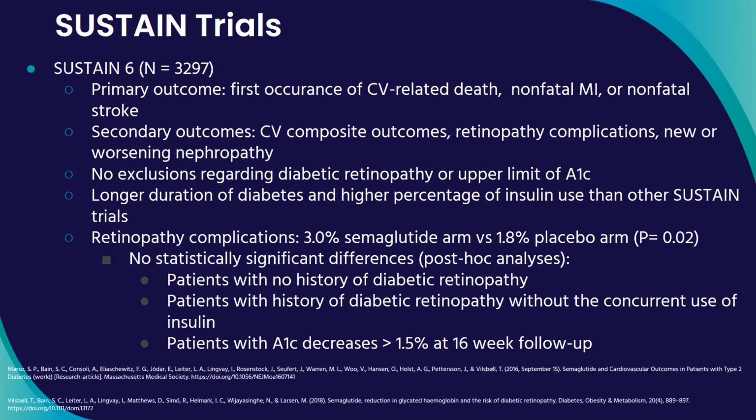Baseline severity of diabetic retinopathy was not performed, and there were no routine assessments of visual acuity or progression of changes over time. Additionally, long-standing diabetes and insulin use increase the risk of worsening or developing diabetic retinopathy complications, and the SUSTAIN-6 trial population had a higher mean duration of diabetes and percent of patients using insulin than other SUSTAIN trials.